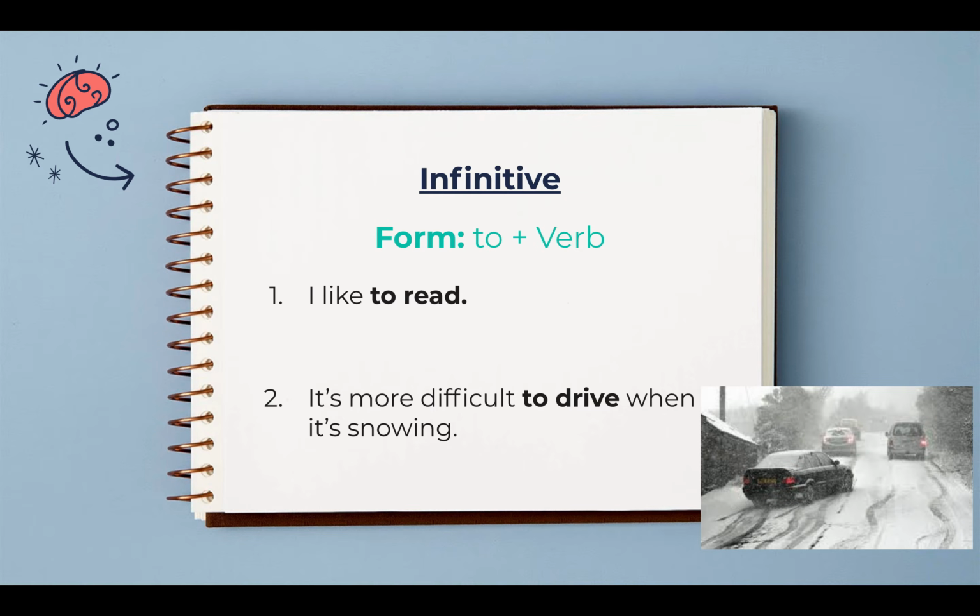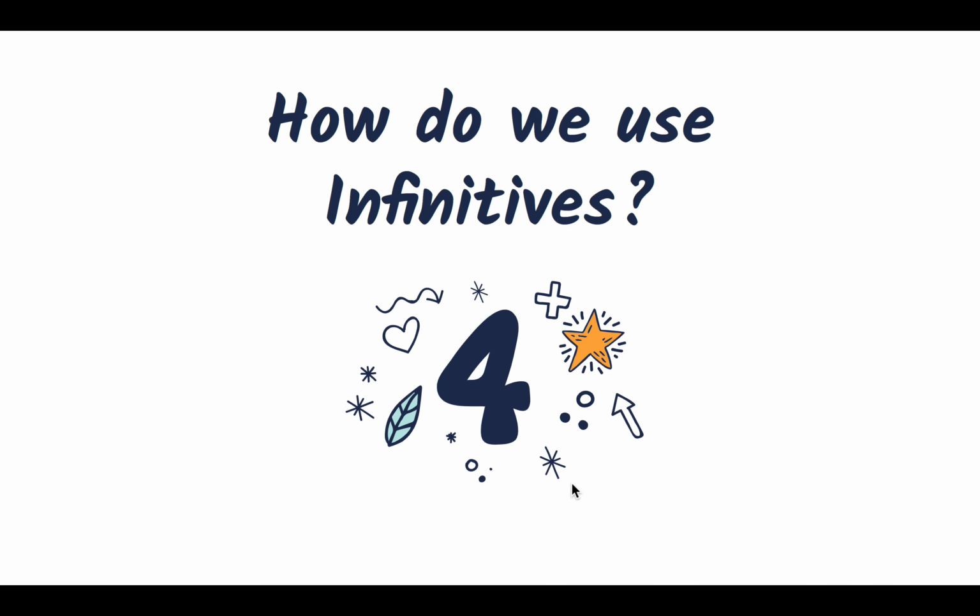Let's switch gears. An infinitive looks very different from a gerund. An infinitive starts with to and then a verb, right? And remember, when we say verb here, this means no -ed, no -ing, no -s. It's got to be just the basic form of the verb, right? For example, I like to read, or it's more difficult to drive when it's snowing. Both of these, to read and to drive, are examples of infinitives.